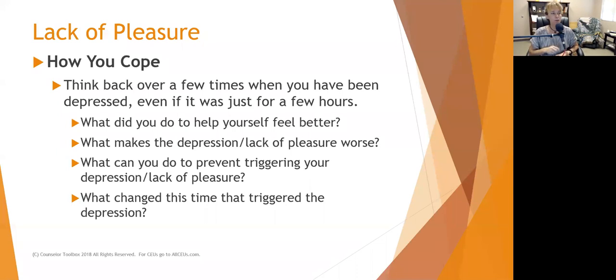And I encourage people to start creating in this group. I give them a sheet of paper, and I want them to write down 3 strategies for handling every symptom should they have it. Then I ask them, what makes the depression or lack of pleasure worse in your life? For some people, going to sleep makes it worse. They start feeling even more sluggish. For other people, being around people makes it worse. For some people, being around people makes it better.